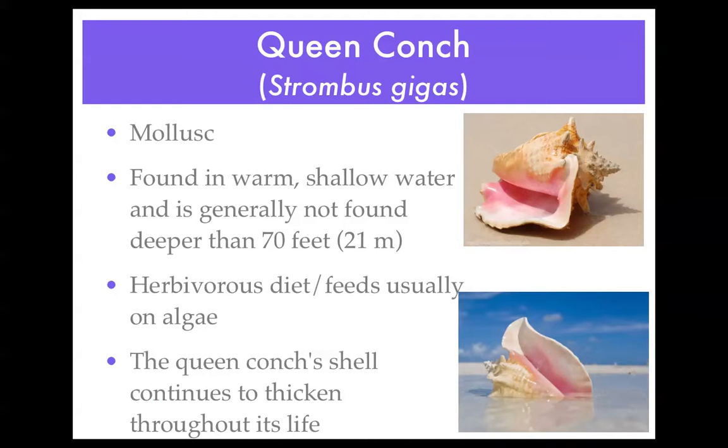And the queen conch is an example of a mollusk, and not the shell, but what lives inside the shell. I don't know, I just found the pictures really pretty. They're found in warm, shallow waters, and they're generally not found in waters deeper than 70 feet. They're herbivores, and they usually feed on algae. Their shell continues to thicken throughout its entire life, and that really interested me.